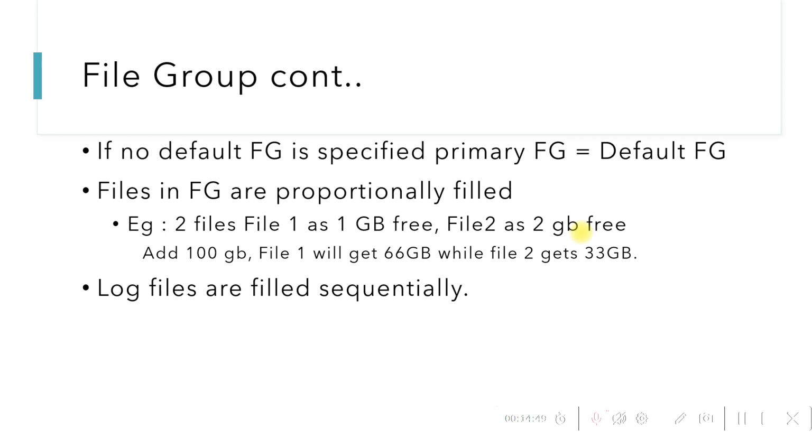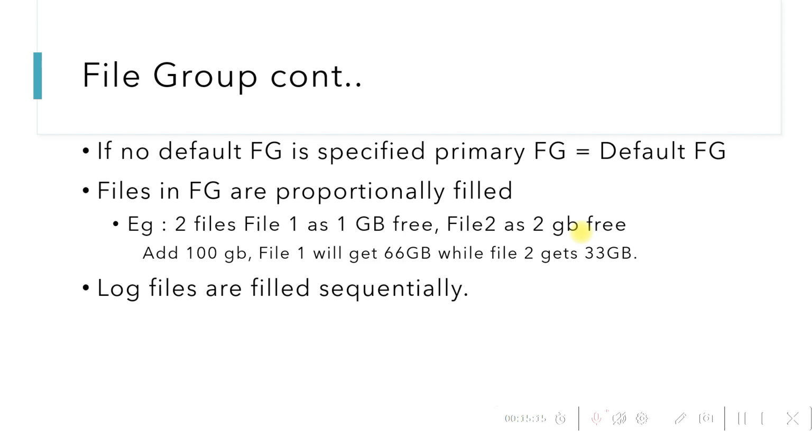Then there is a concept of proportional filling. The files in a file group are filled proportionally. That means when data is being added to these files, SQL Server will look at how much empty space each file has. Based on that, the file which has more empty space, it will put more data in that and less data in the other one.